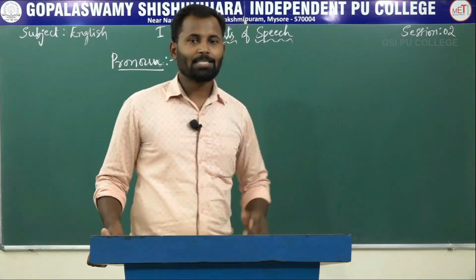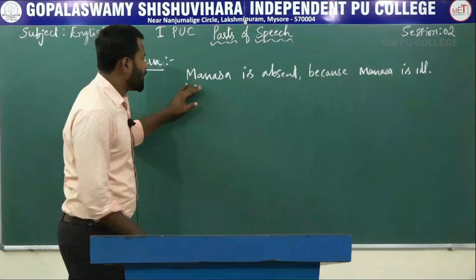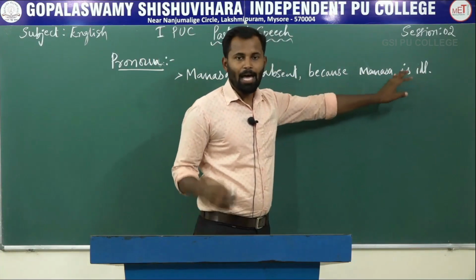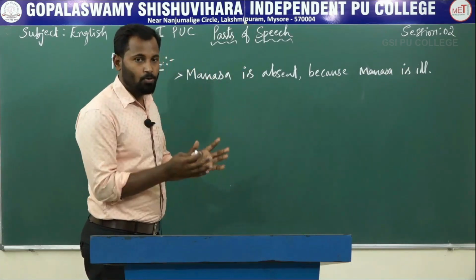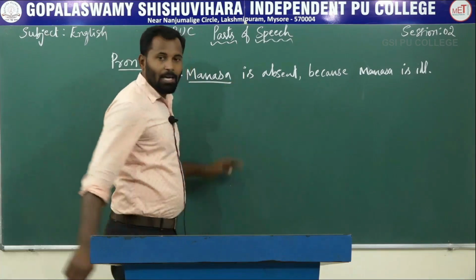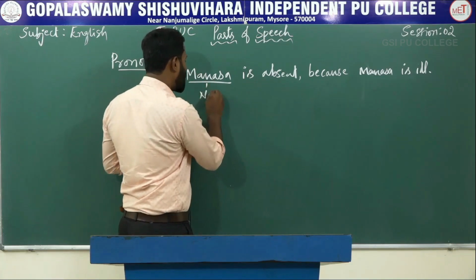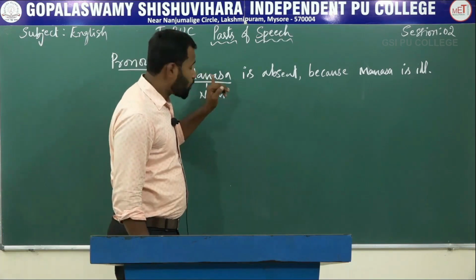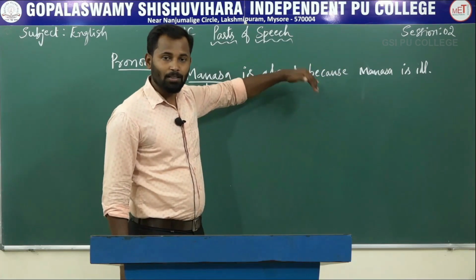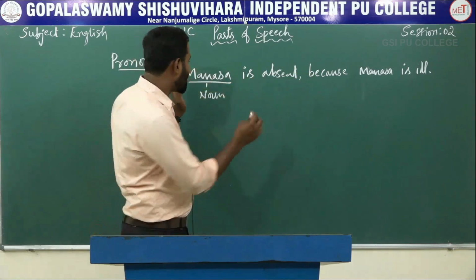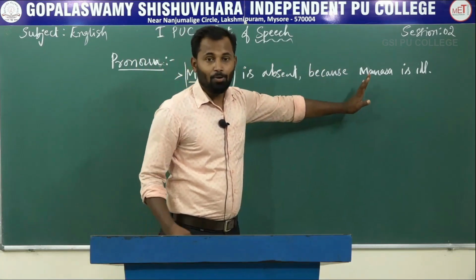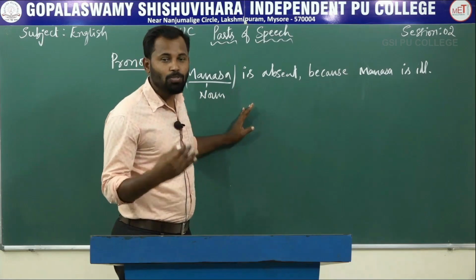But how? Let us understand this with an example. So here in this sentence, Manasa is absent because Manasa is ill. As I told, a pronoun is used to avoid the repetitions of noun in a sentence. Here, Manasa is a subject. Manasa is a noun. To avoid the repetition of this particular noun, we use a pronoun. Now you can understand where we are supposed to use the pronouns.